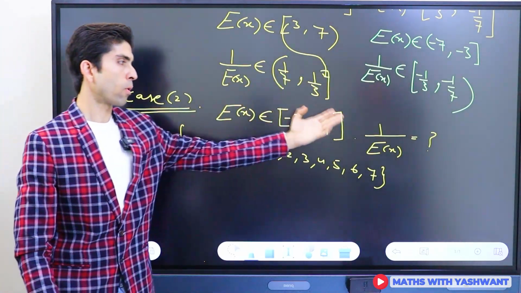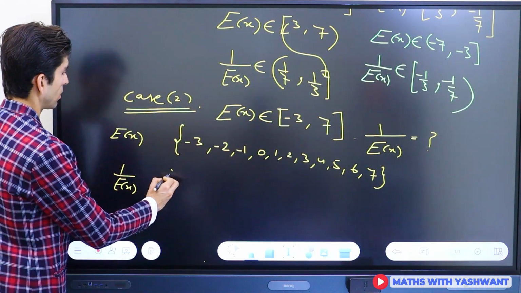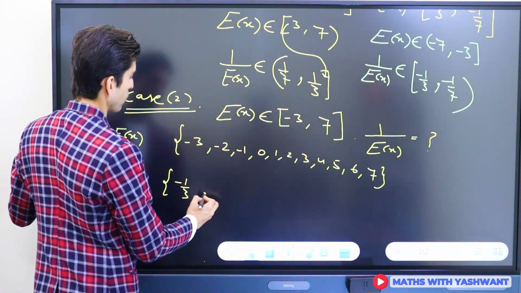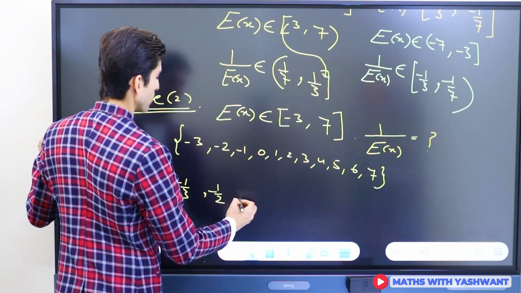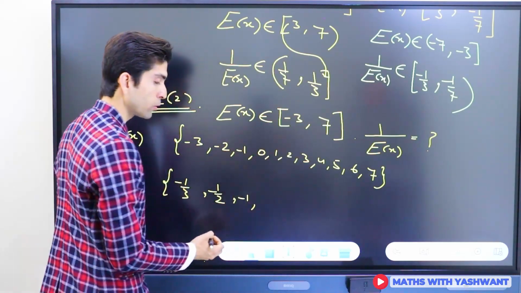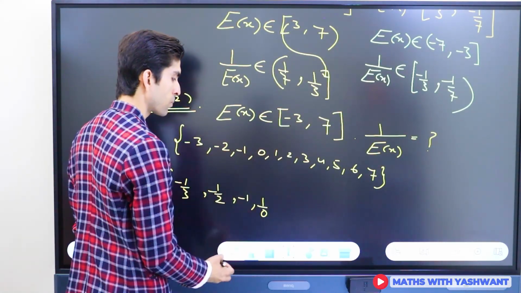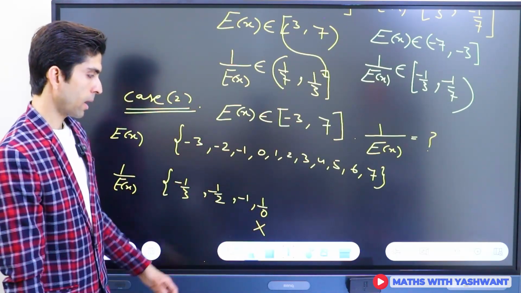Now for 1 by E of x, we will do the reciprocal of all these values. Let's do that. For -3 we have -1 by 3 after reciprocal. For -2 we have -1 by 2. For -1 we have -1 upon 1, which is simply -1. And for 0 we have 1 upon 0. Now this is the actual problem that I was trying to make clear to you.